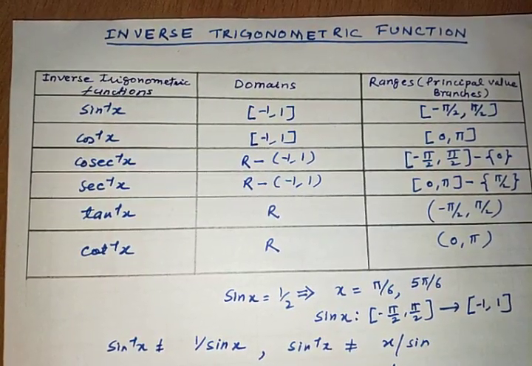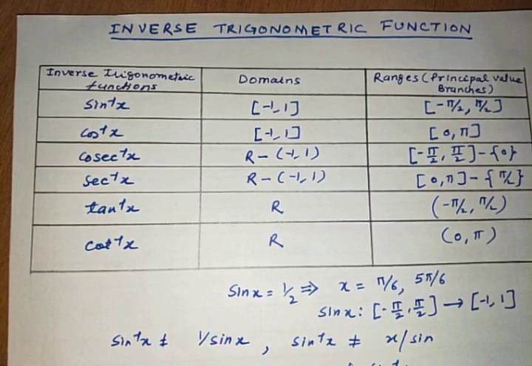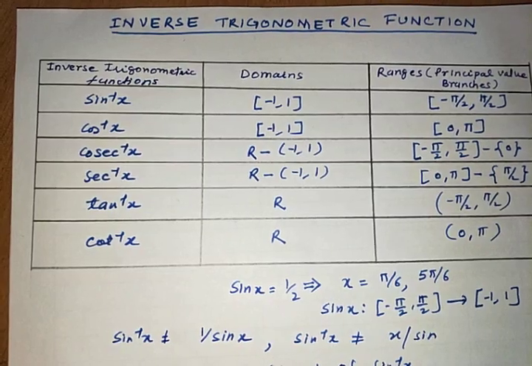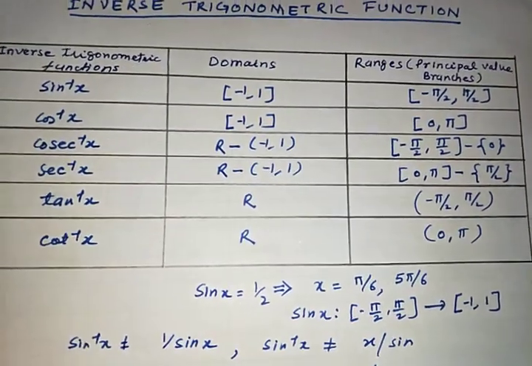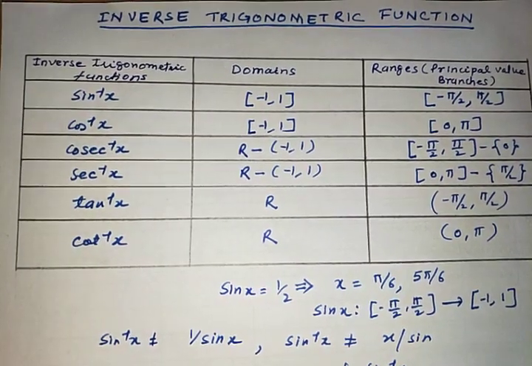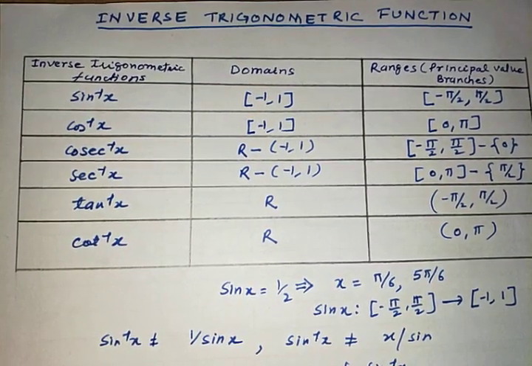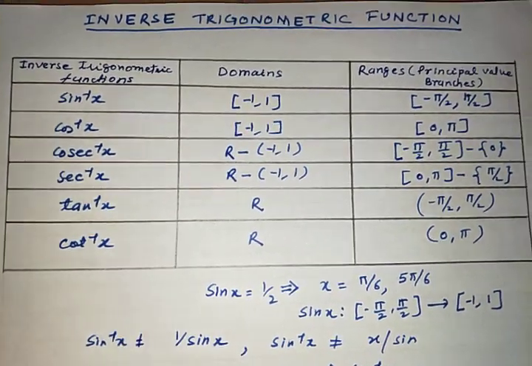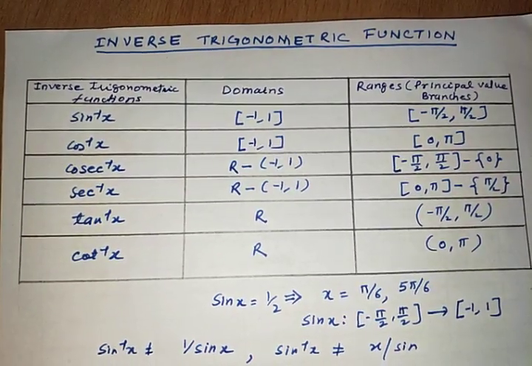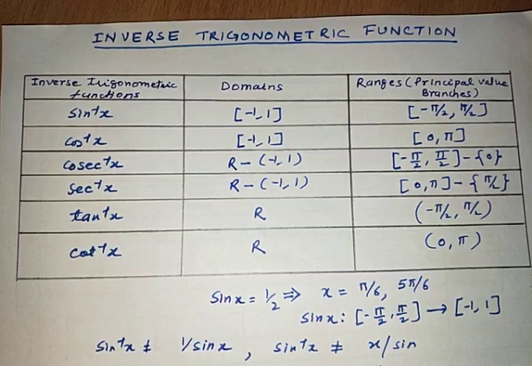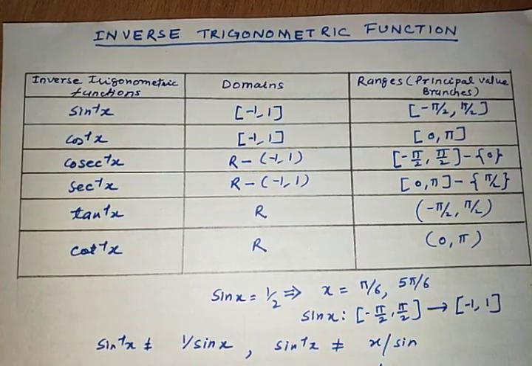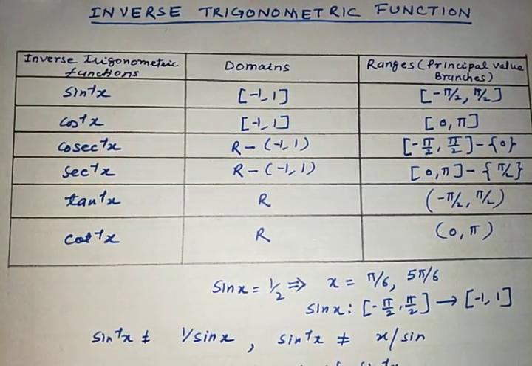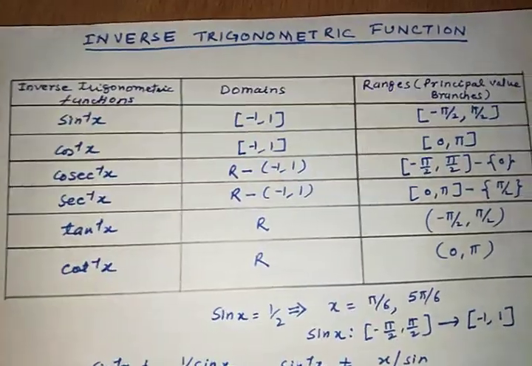Today our topic is inverse trigonometric functions. Before introducing inverse trigonometric functions, have a look at trigonometric functions. Basically there are six trigonometric functions: sin x, cos x, tan x, cot x, sec x and cosec x. You have studied all these six trigonometric functions, their domains, codomain, range and graphs in class 11th. So I think you are aware of these trigonometric functions.